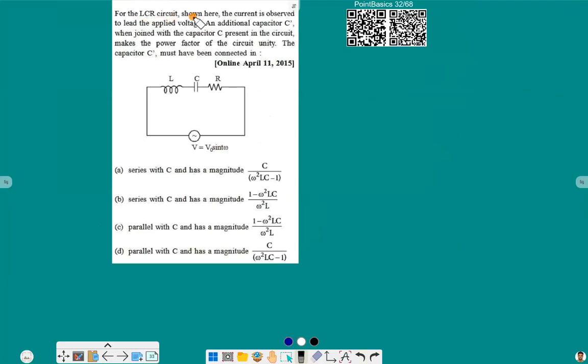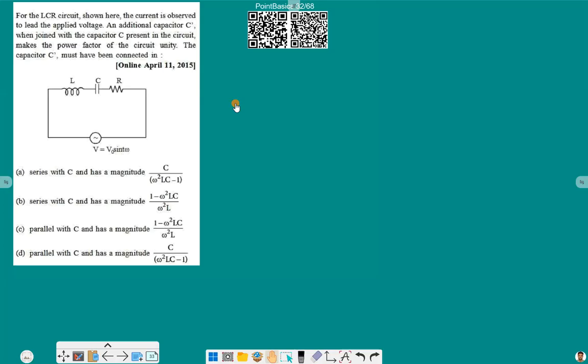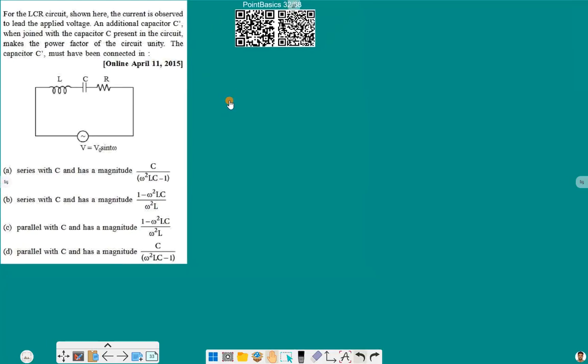For an LCR circuit shown here, the current is observed to lead the applied voltage. So if current is leading, it is a capacitor dominated circuit. Initially it is a capacitor dominated circuit, or in that scenario we can easily say that XC is greater as compared to XL.